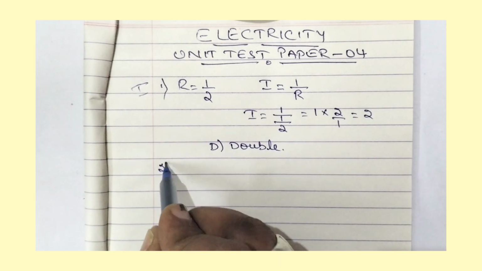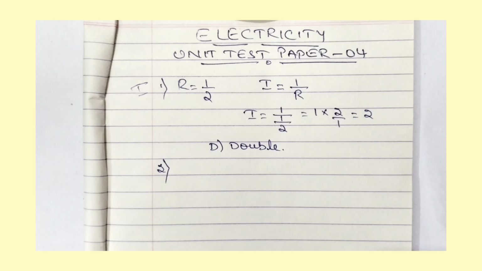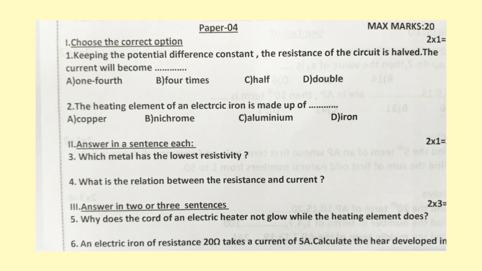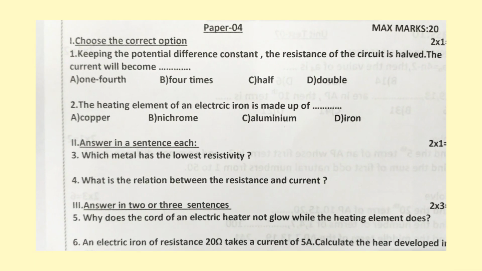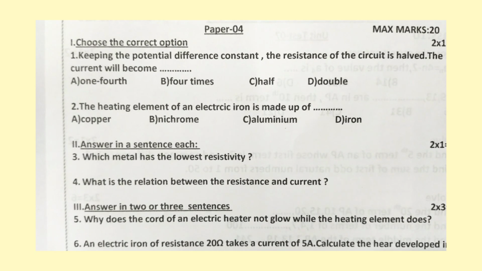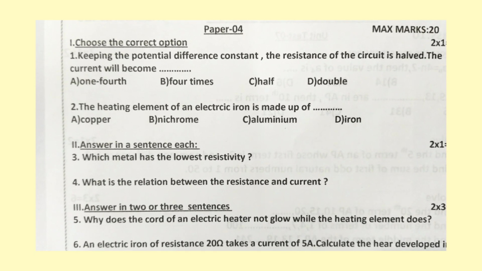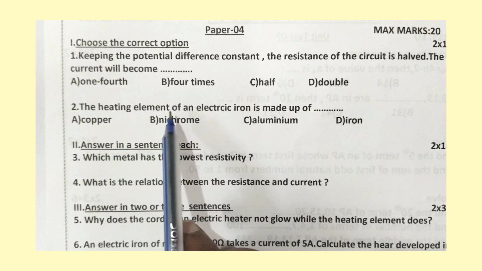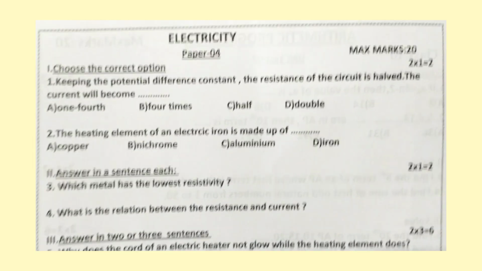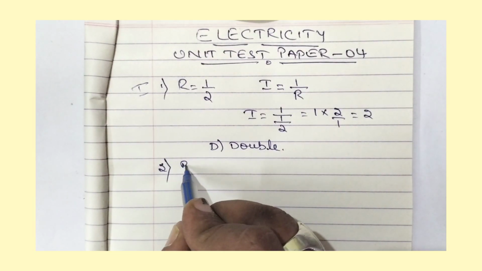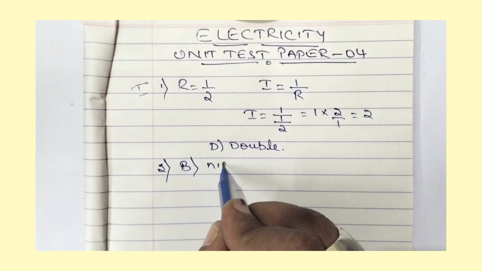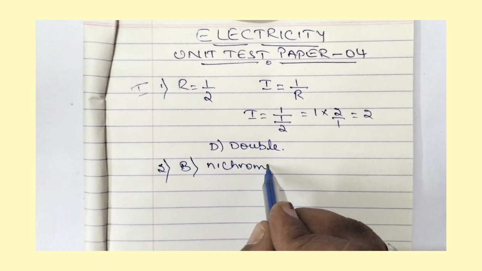Now let us move to the second question. The heating element of an electric iron is made up of dash: copper, nichrome, aluminum, iron. So heating element is made up of option B, that is nichrome. Option B, nichrome is the right answer.